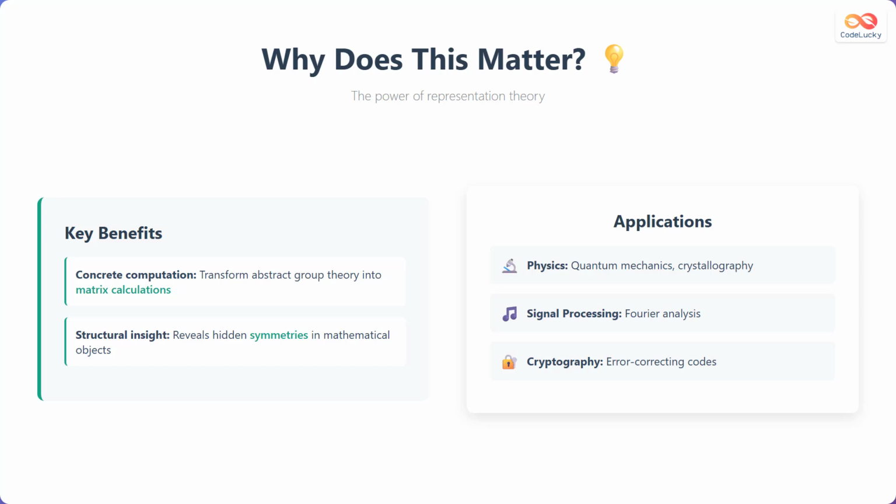Representation theory has numerous applications in various fields, including physics, signal processing, and cryptography. In physics, it is used in quantum mechanics and crystallography to study the symmetries of physical systems. In signal processing, it is used in Fourier analysis to decompose signals into their constituent frequencies. In cryptography, it is used in error-correcting codes to protect data from corruption.